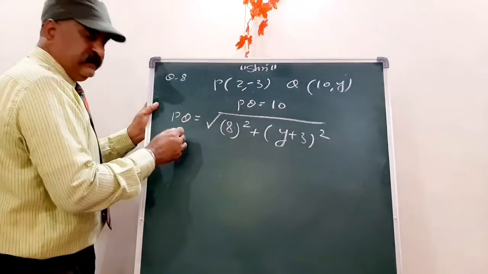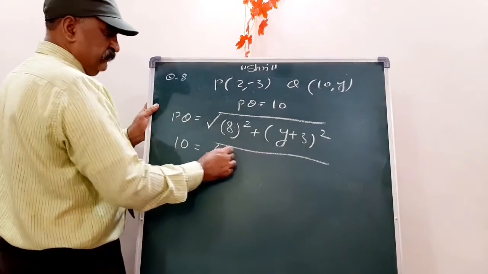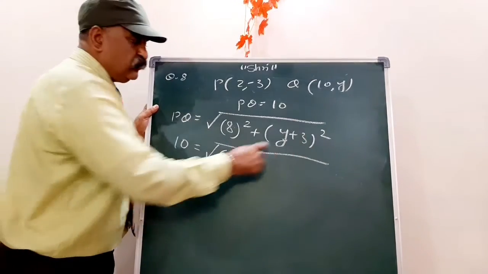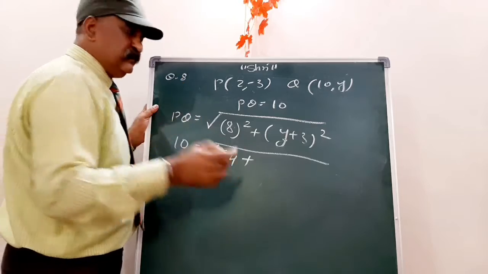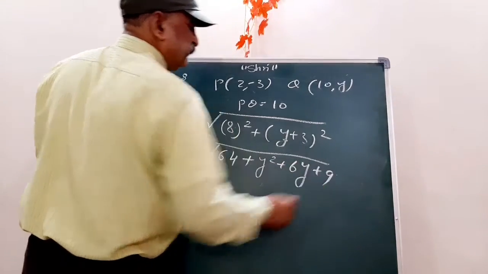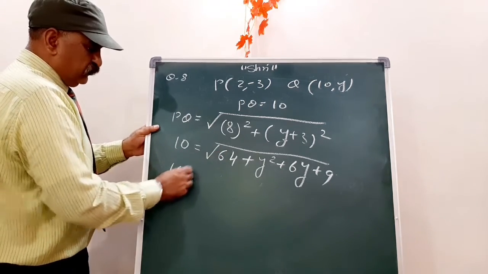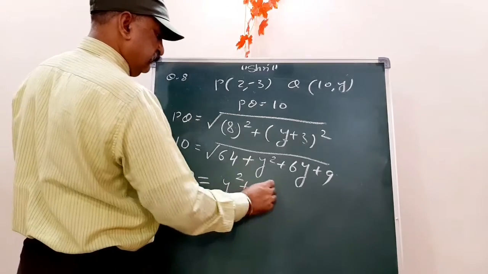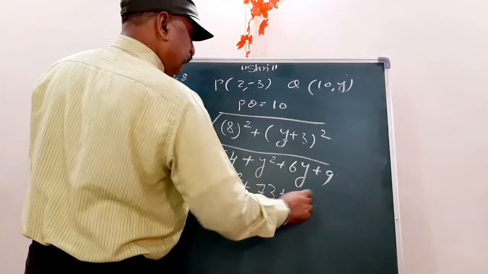And distance is 10 given to you. So 10 is equal to under root 8 square means 64 plus y plus 3 whole square, means you can apply here a plus b whole square, a square plus 2ab plus b square. So y square plus 6y plus 9. Okay. Now you can do the squaring on both sides. So 100 is equal to y square plus 64 plus 9, 73 plus 6y.